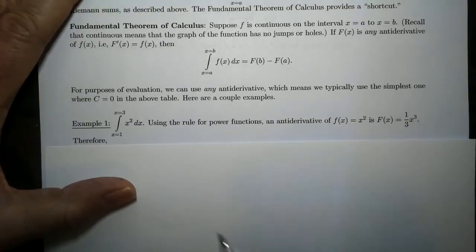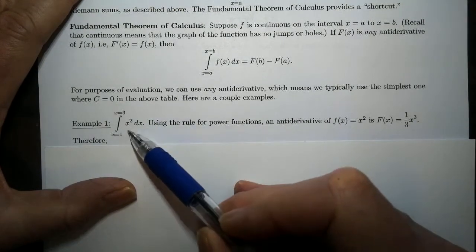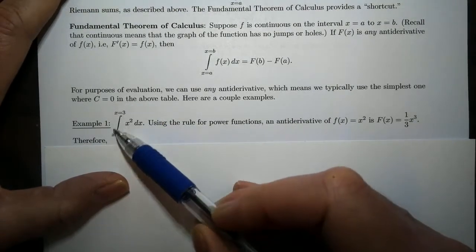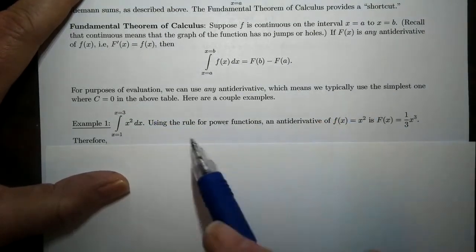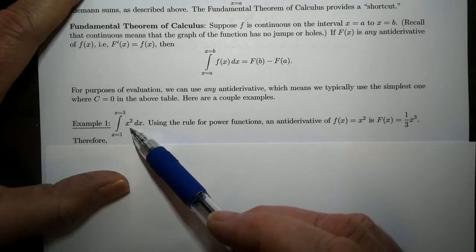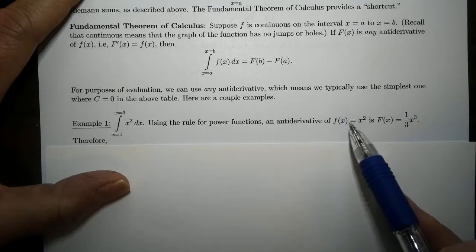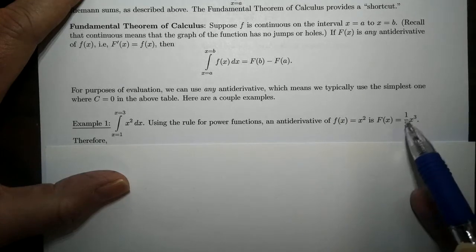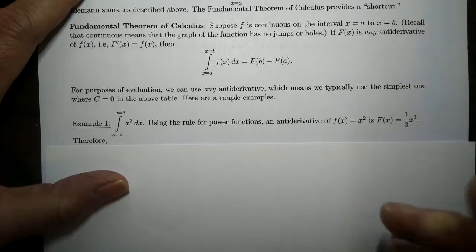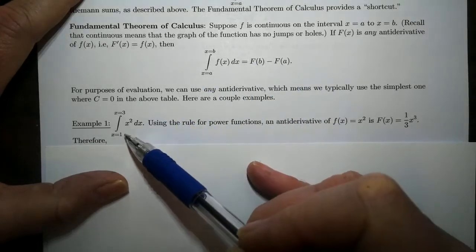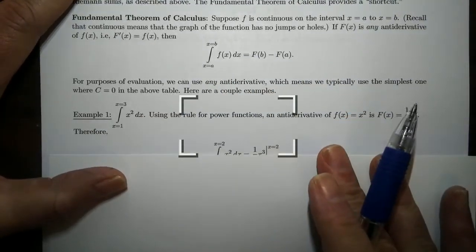So here's an example. The integral from 1 to 3 of x squared dx. This is a definite integral, so the answer should be a number. Now we know that an antiderivative of x squared from the table, using the power rule for antiderivatives, is 1/3 x to the third. That's because the derivative of that is x squared. So here's our antiderivative. We need to substitute 1 and 3 in and subtract.